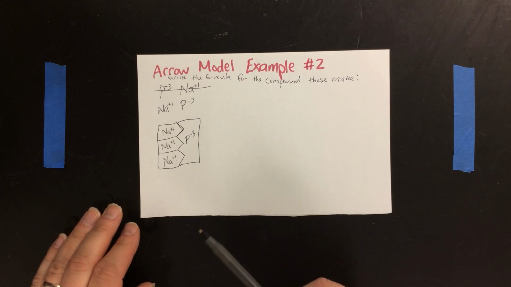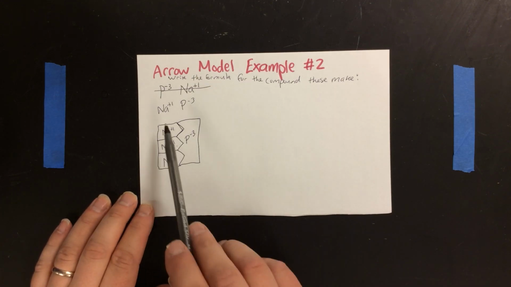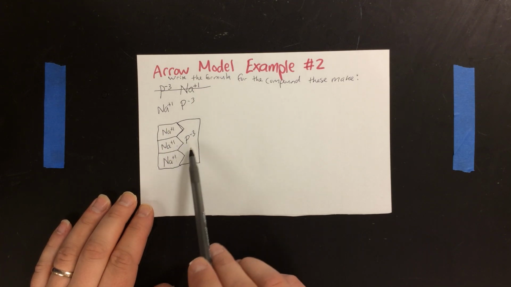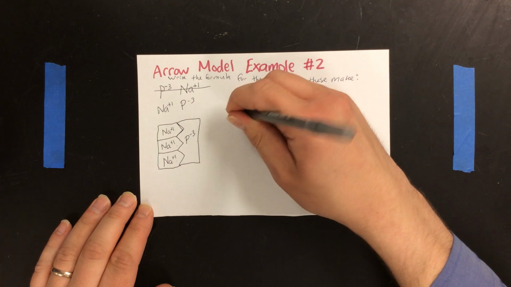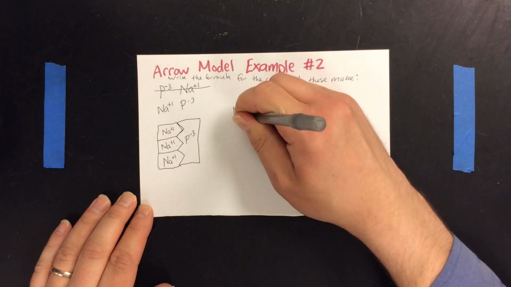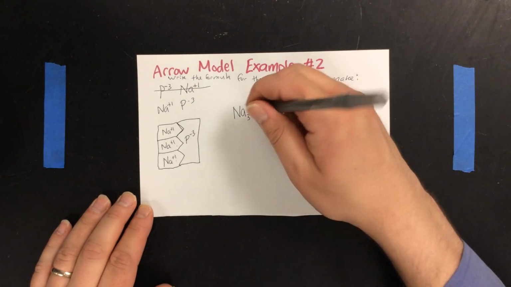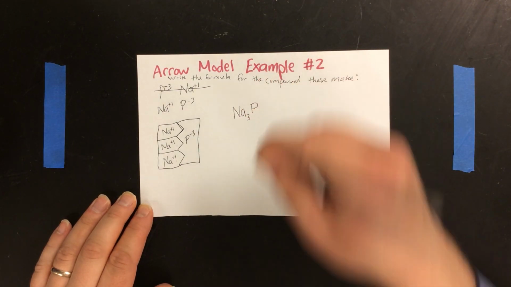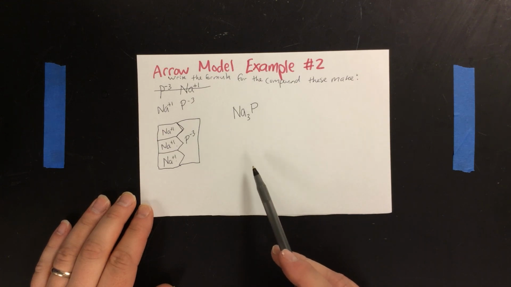So now to write my formula, I need to count the atoms of each element that I have. So I have 3 sodium atoms and 1 phosphorus. To show 3 sodium atoms, I put Na with the subscript of 3. And then for the phosphorus, since there's only 1, I just write a P. I don't need to put a subscript because if there's only 1 of them, it's implied.